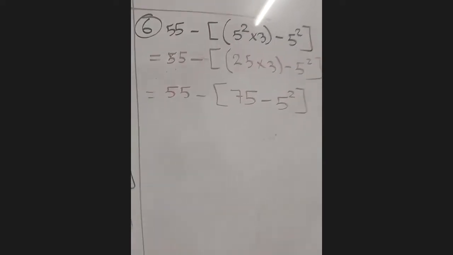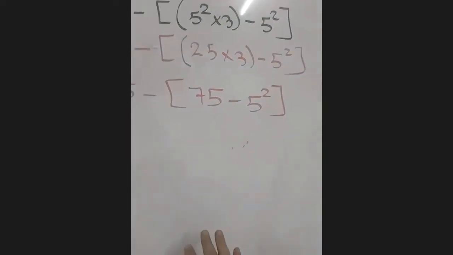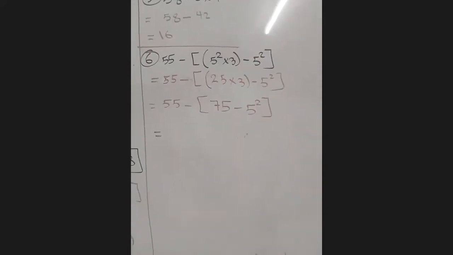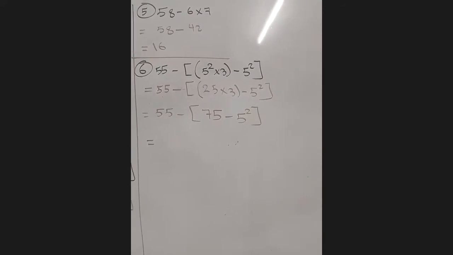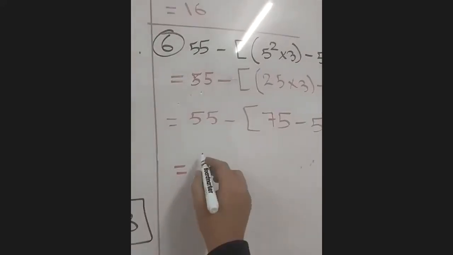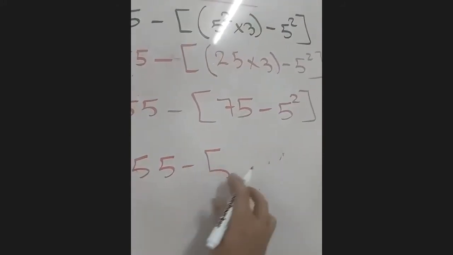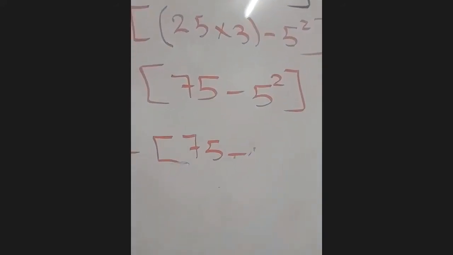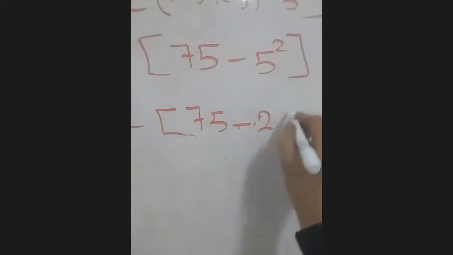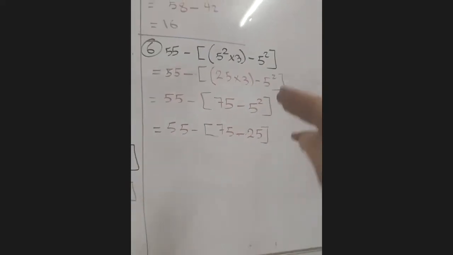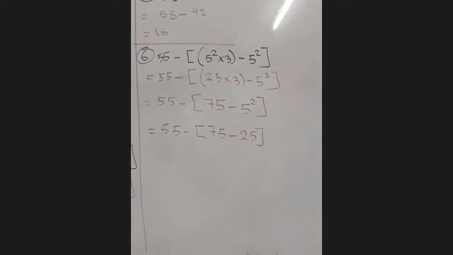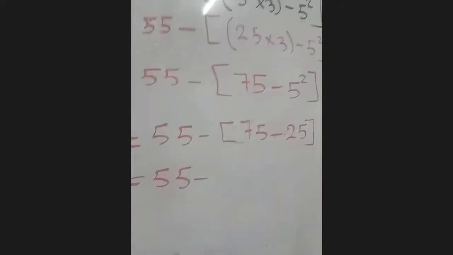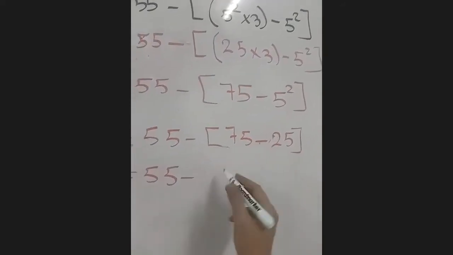Yes. Now, still we have the brackets, but inside the bracket, I have subtraction and power. What will I do first? Power, because the power is first. 75 minus 5 to the power 2, how much? 25. Did I finish the bracket or not yet? Not yet, I need to finish it. So this is equal 55 minus 75 minus 25, how much?